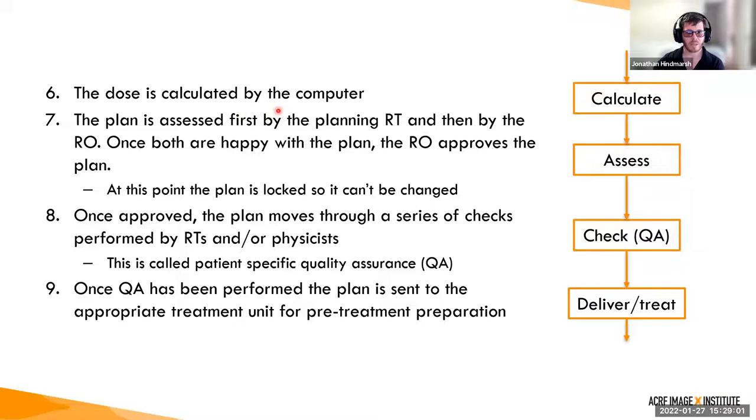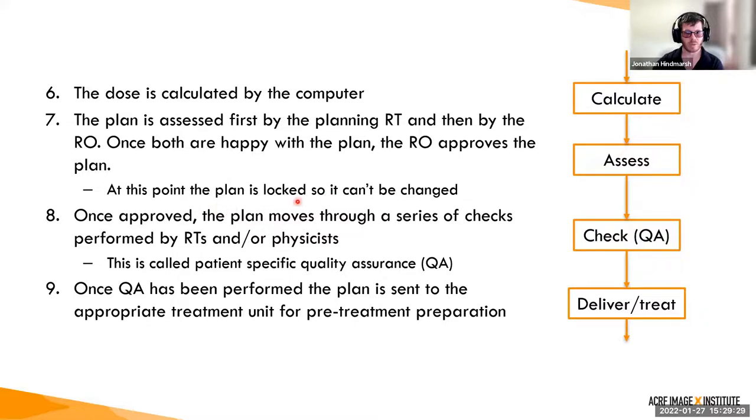Then the plan, once an appropriate plan is generated, will be checked first by the planner and then by a second radiation therapist and run past the radiation oncologist. Once everyone's happy with the plan, it is approved. At that point, it can't be changed. It's locked digitally.